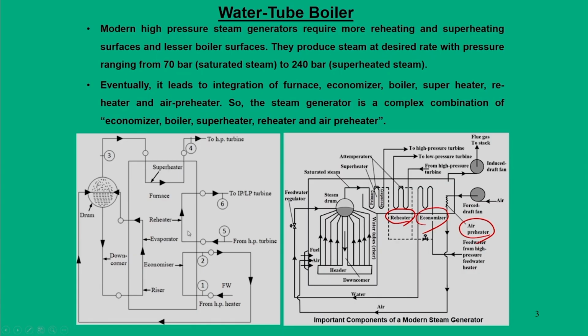Looking at this figure, this is a simplified circuit diagram where these heat exchanger units are placed. Beginning with, we have the economizer, then the steam drum which gives saturated steam, then the superheater, then the reheater unit. All these heating requirements are supplied by this steam generating unit.